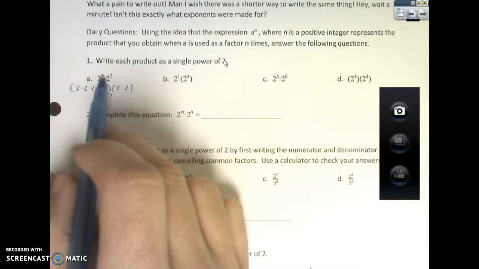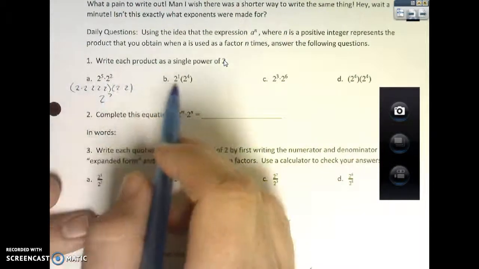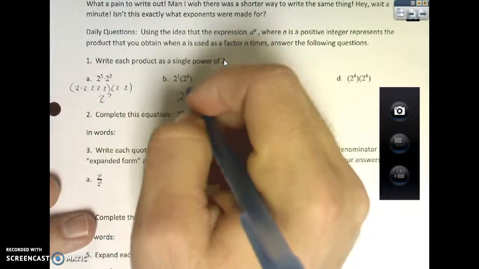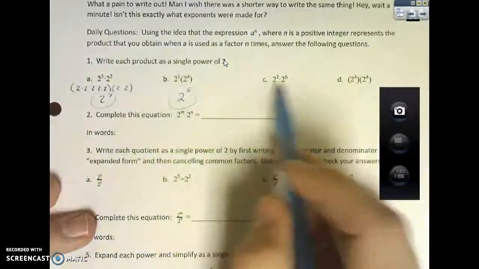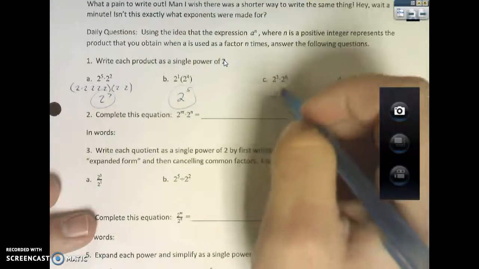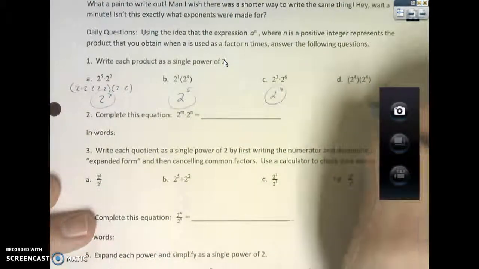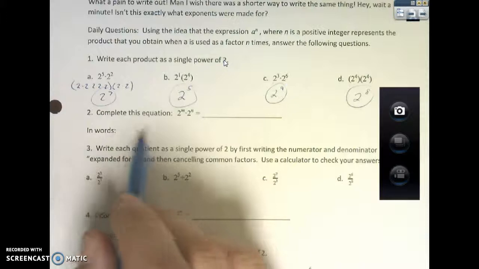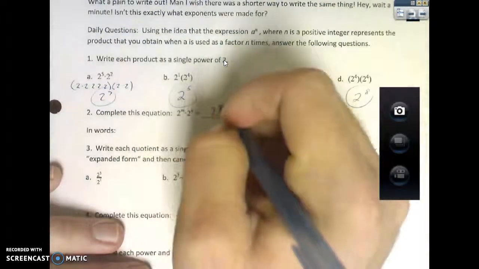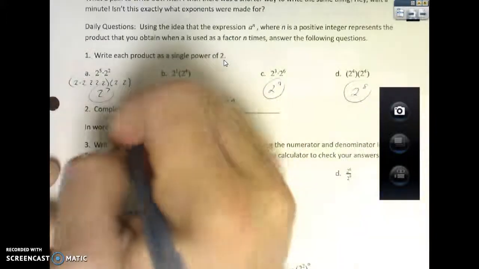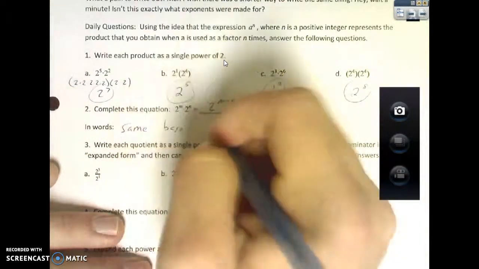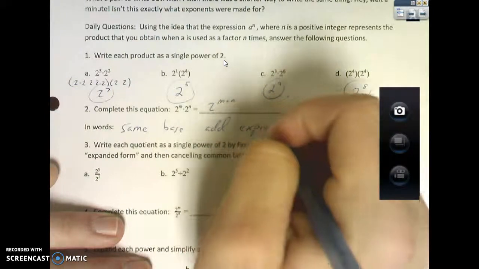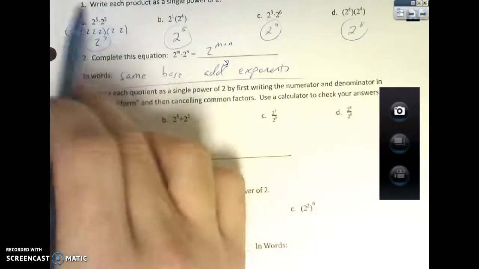So, same works over here. All we're doing is adding your exponents. Over here we have 1 and 4, so you keep the same base, add your exponents. Keep the same base, add your exponents. We only do this when you're multiplying same bases. So it says complete this equation. 2 to the m times 2 to the n is 2 to the m plus n. So same base, add the exponents. And if you ever get stuck with that, just draw it out like we did here. It'll help you see that a little better.